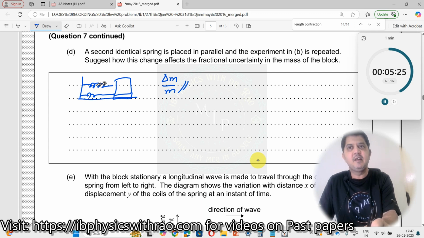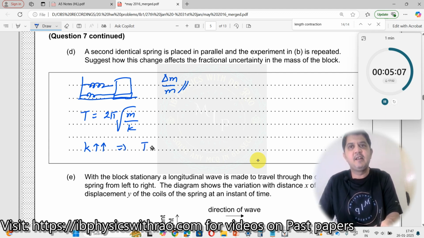So towards it, if I put one spring, we know that T is equal to 2 pi into root of m by k. This is the formula we have. If I put two springs in parallel like this, then what will happen to the spring constant? Spring constant will increase. So if spring constant increases, the time period will decrease. Why should it decrease? Because this denominator is increasing, the time period should definitely decrease. Now we'll take m as the subject.